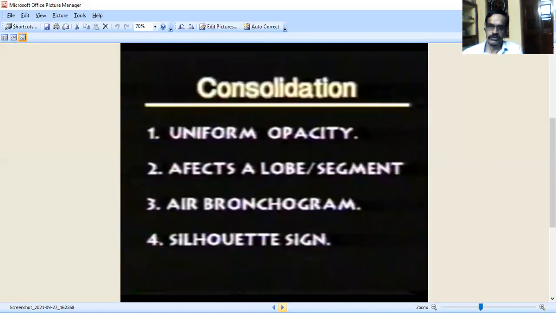So in consolidation, the following points are there: uniform white opacity affecting a lobe or segment, confined to a lobe, air bronchogram will be there, and the silhouette sign is positive.